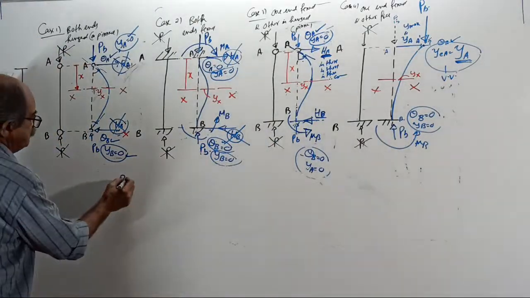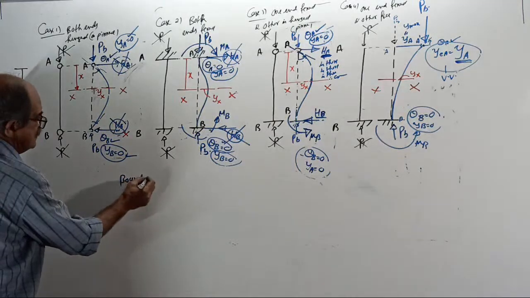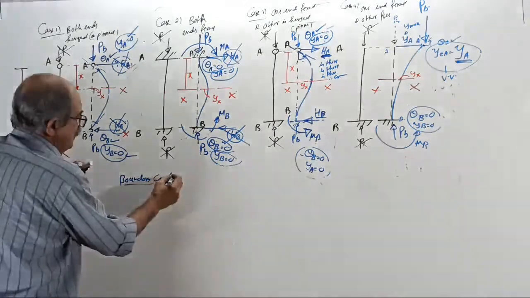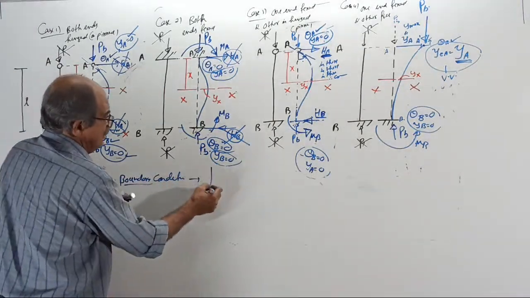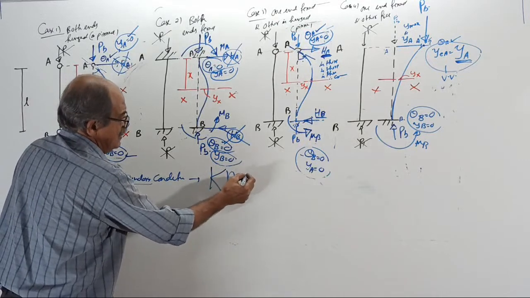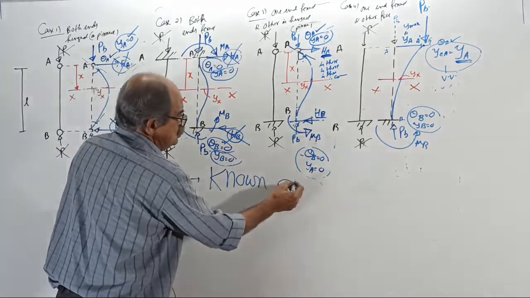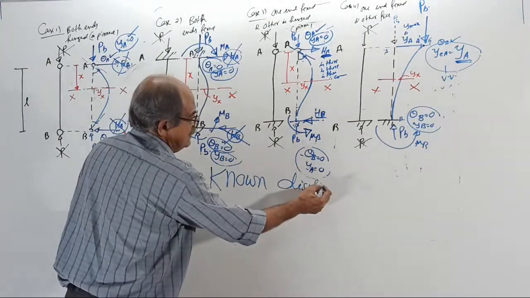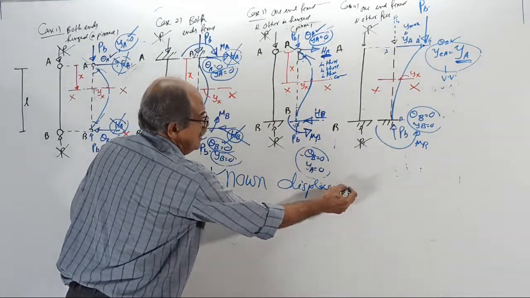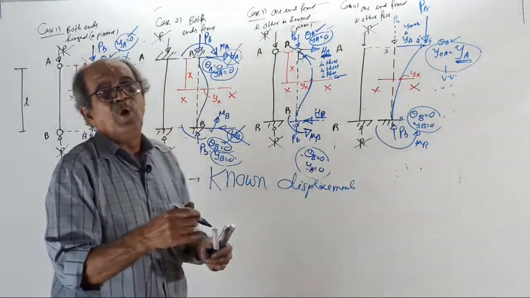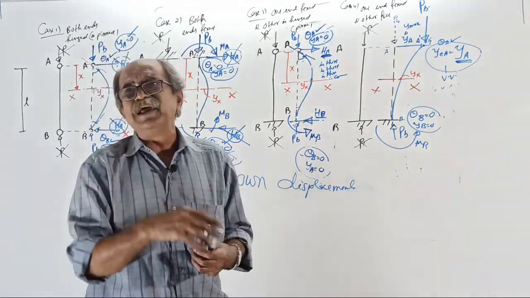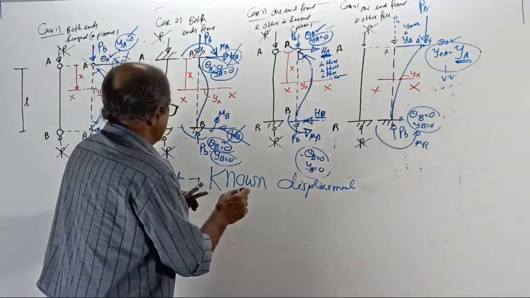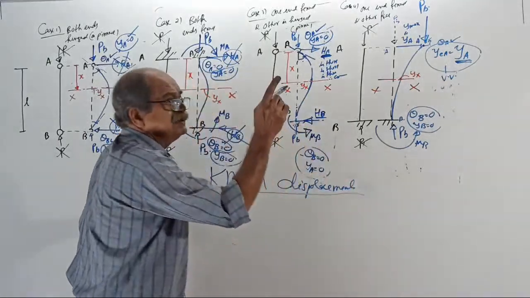So now I want boundary conditions, make a note. Remember, boundary conditions means what? It is always non-displacement. 0 also is okay. If displacement is unknown, it is not called boundary condition. Boundary condition is always non-displacement.